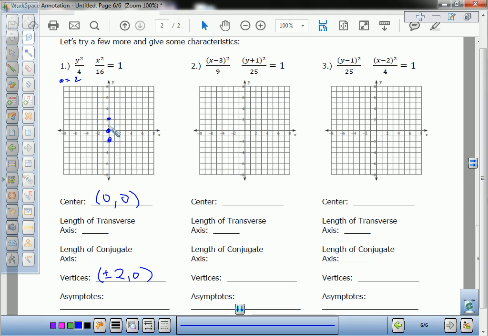So that transverse axis, that's the one that would connect the vertices. It was up 2, down 2. What's its length? 4. Yes. Okay. The conjugate axis, not part of the graph, but we need it to draw the box. So the conjugate axis, if I look at this, what is the square root of 16? 4. So that tells me left and right, I move 4. The conjugate axis has a length of what? 8. Now I draw my box.